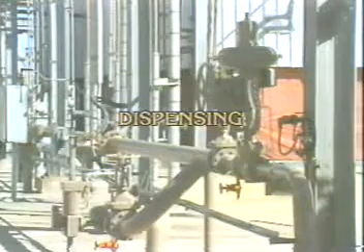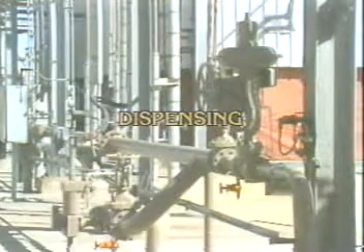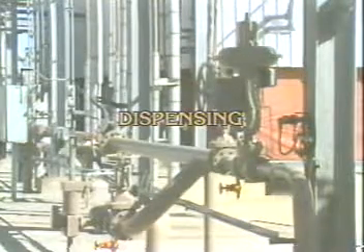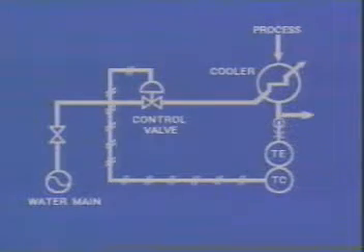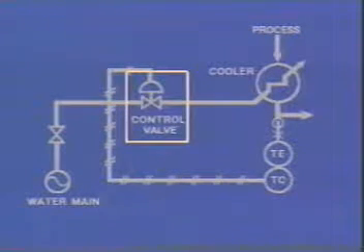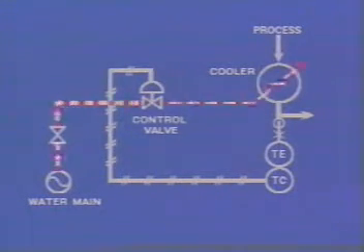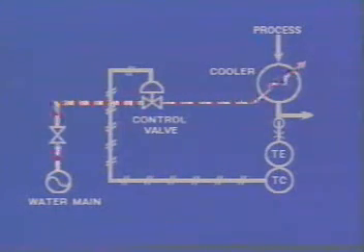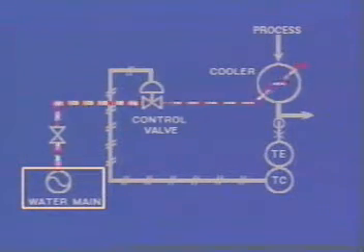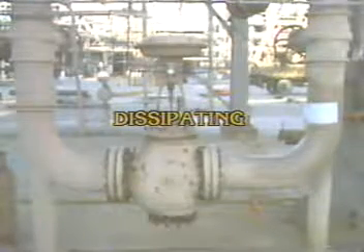In a dispensing application, a control valve is used to dispense a utility, such as water, steam, or gas, to a process. This drawing shows a simplified example of such an application. Here, the control valve regulates the amount of cooling water provided to the process. Note that energy has been expended to make this water available to the process, and a control valve is being used to dispense it.